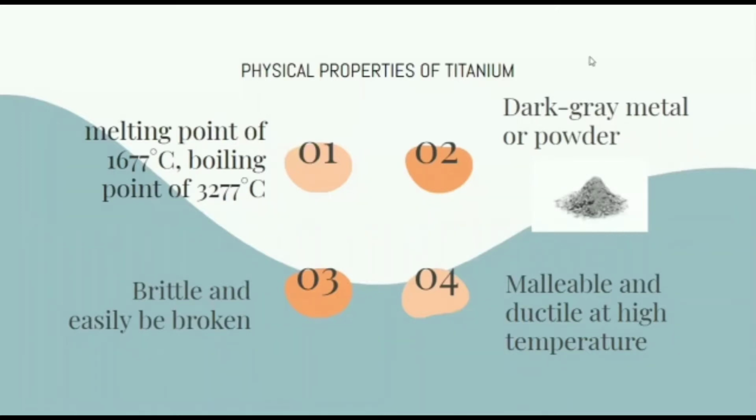Physical properties of titanium. First, the melting point of titanium is 1677 degrees Celsius and the boiling point is 3277 degrees Celsius. The pure titanium may exist as a dark gray metal or in powder form. At low temperature, titanium becomes brittle and can easily be broken at room temperature. However, it is malleable and ductile at higher temperature.